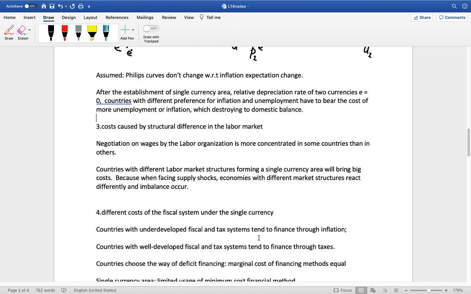And under the single currency area, this imbalance is more difficult to adjust because of the lack of exchange rate instruments. However, too high a concentration of labor organization can easily lead to monopoly, which is also not beneficial to the creation of employment and will weaken the ability to absorb the shock.